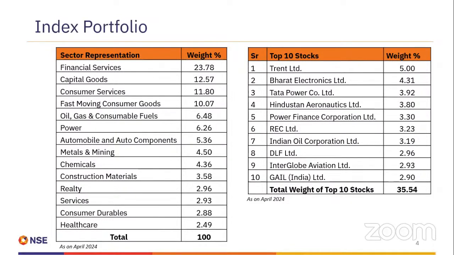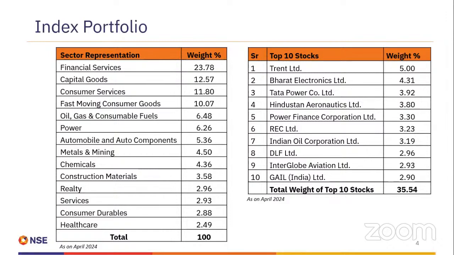Similarly, on the left-hand side, if you see the entire sector representation, you might have noticed that the IT sector is missing. The IT sector is not there in Nifty Next 50 and it is there in Nifty 50, where the second largest sector is IT. These are some of the things which make the index unique, right? You are not trading another Nifty 50. It is a unique index. Nifty 50 has a sector representation of a different kind, and Nifty Next 50 has a sector representation of a different kind.